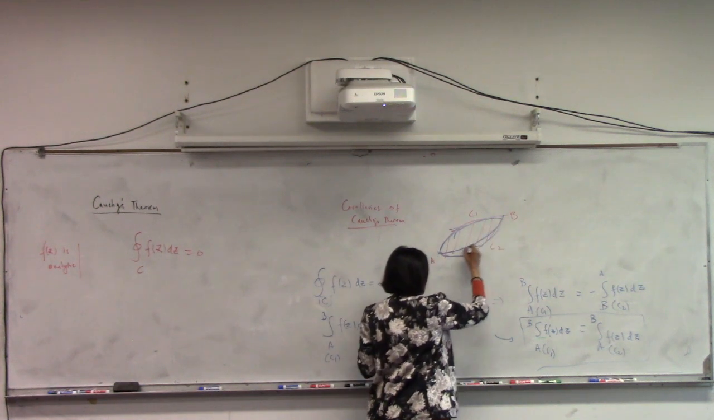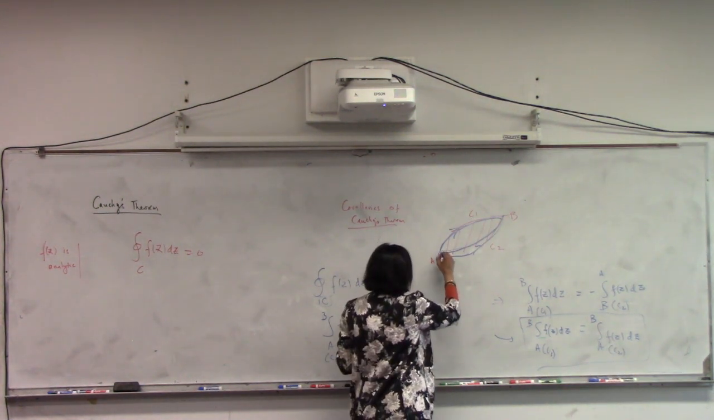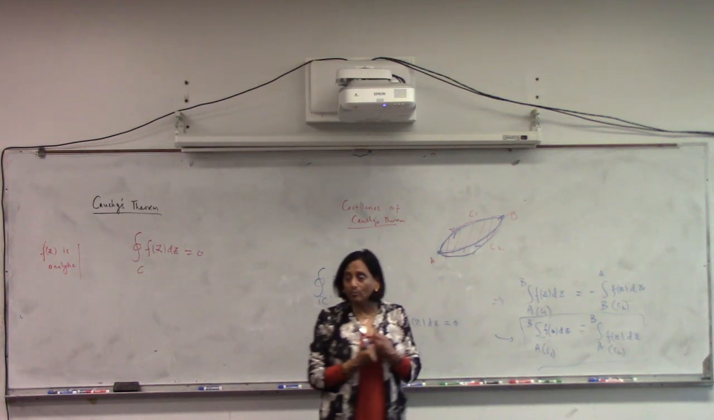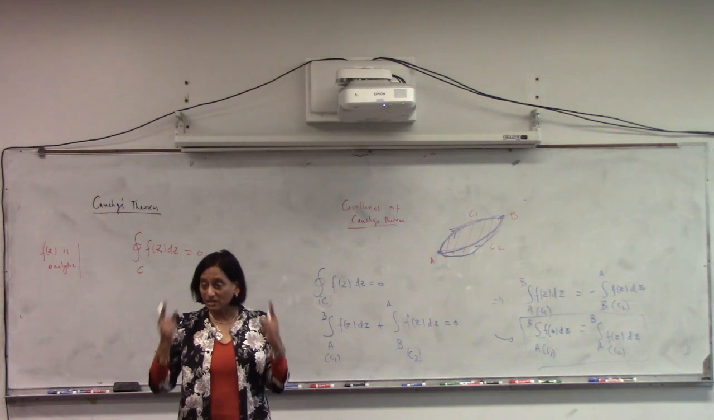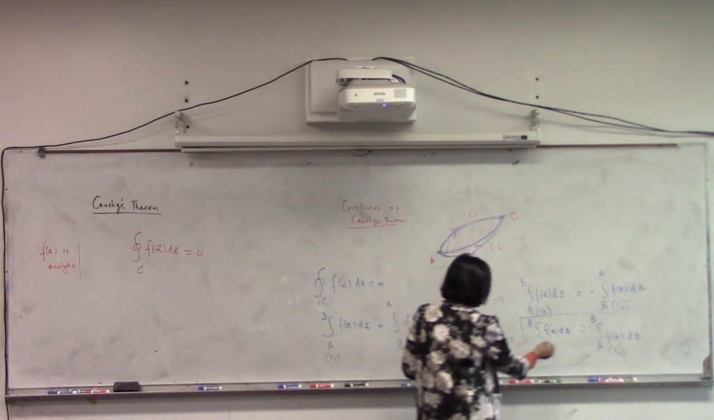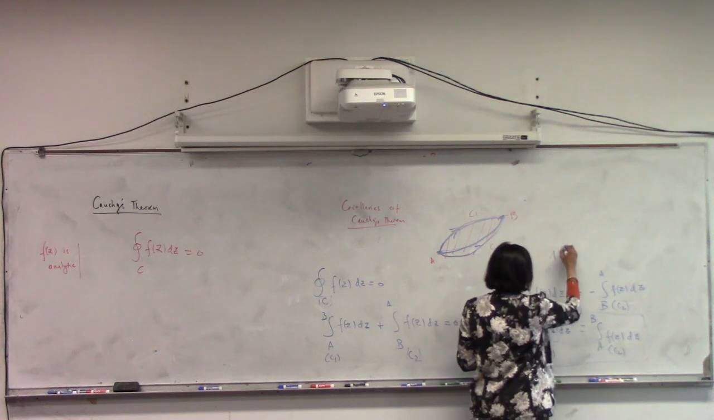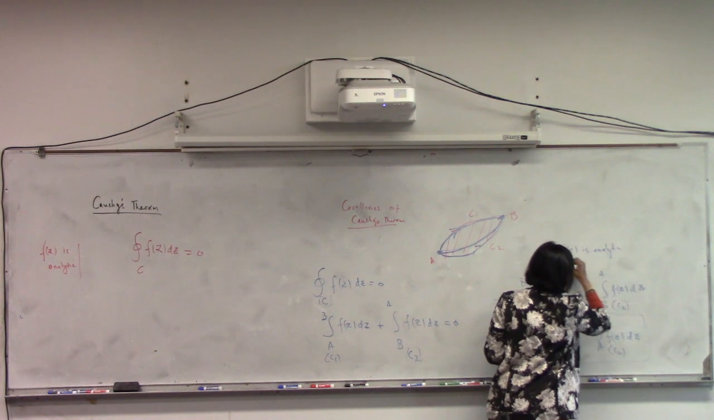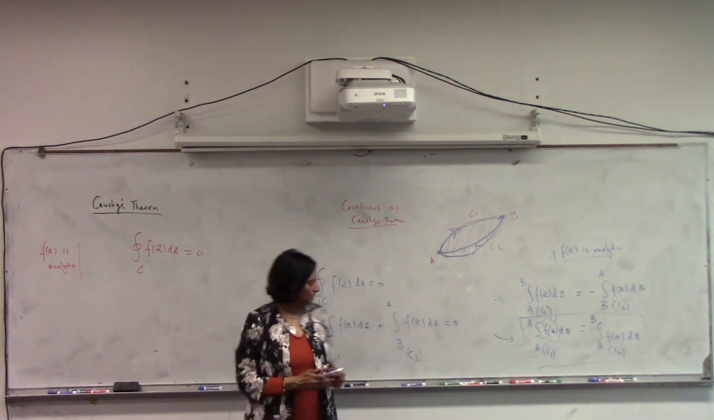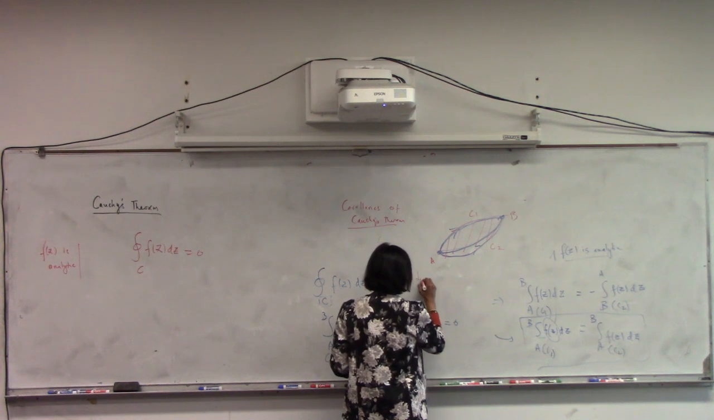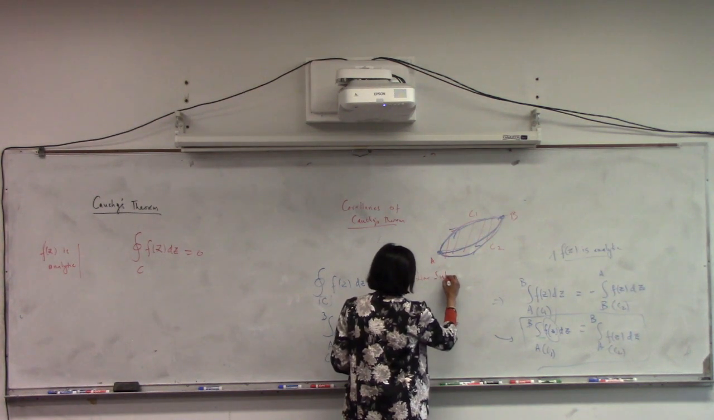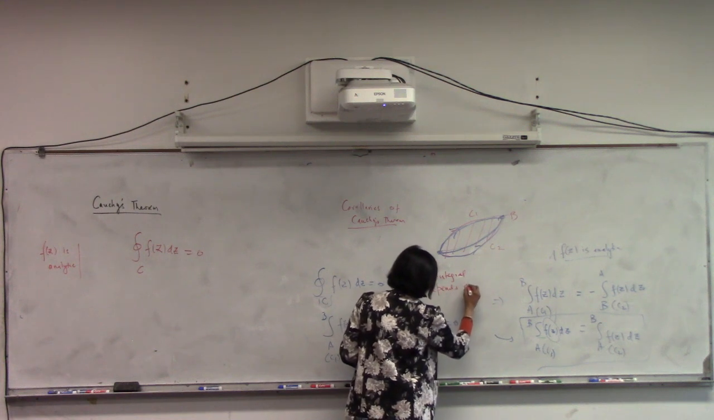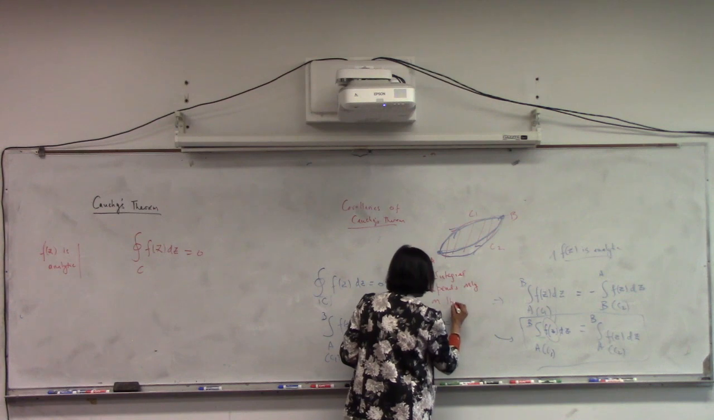As long as I originally had a closed path loop, the value of this line integral now depends only on the endpoints, as long as the function f of z is analytic. That's the key. The key here is this is only valid if f of z is analytic. The line integral in this case depends only on the endpoints.